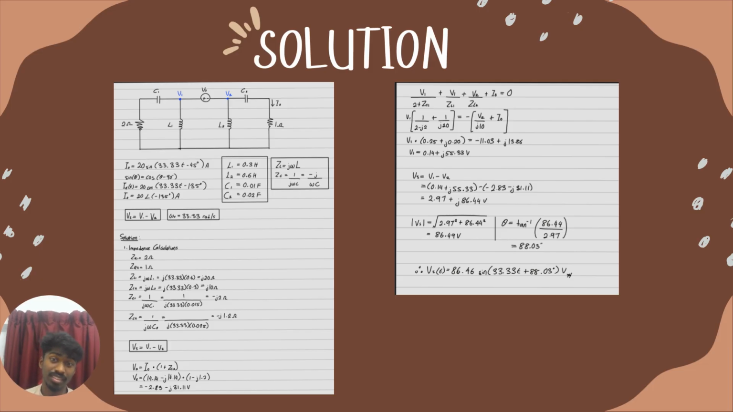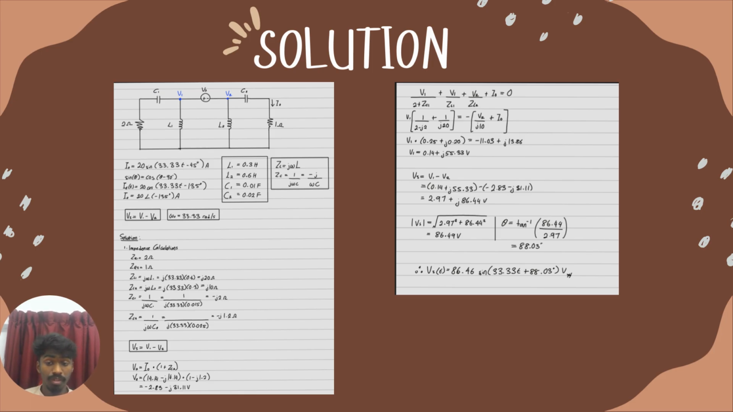Since we have a time domain, we convert it to the frequency domain in phasors. The input current of the sine wave is 20 sine(33.33t minus 45 degrees). We convert the constant reference sine to a cosine of delta minus 90 degrees. Once we did that, the phase shift makes IO equal to 20 angle negative 135 degrees amps.